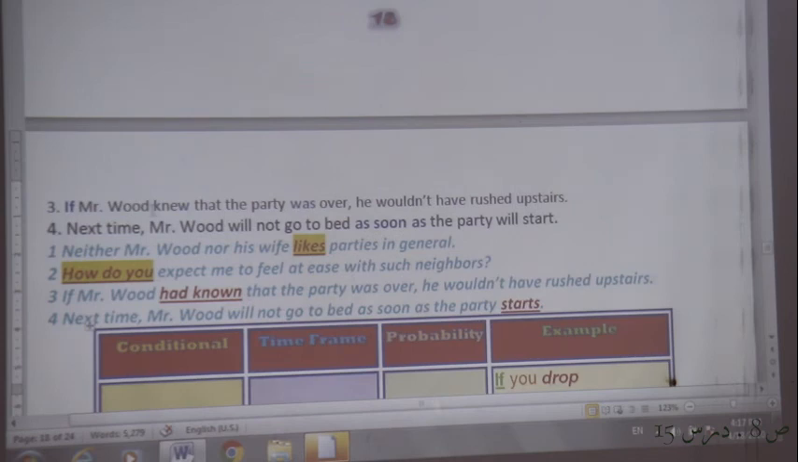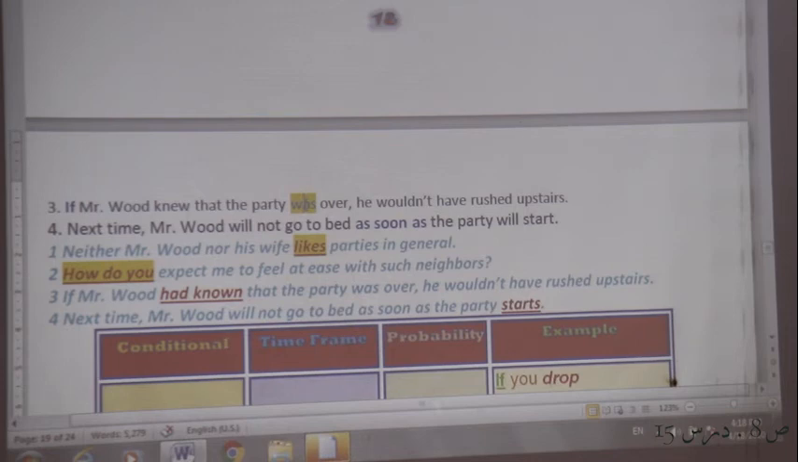So, if Mr. Wood knew that the party was... first of all, dear students, think about a reference to the past. Pay attention as I discussed the conditionals with you below. I told you that the only type of conditional that refers to the past is the third conditional. So in this case, I have a reference to the past, so it is in the third conditional. And in this case, I need to use the past perfect in the if part.